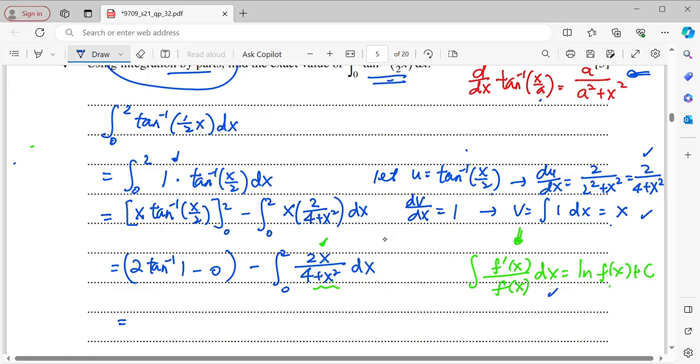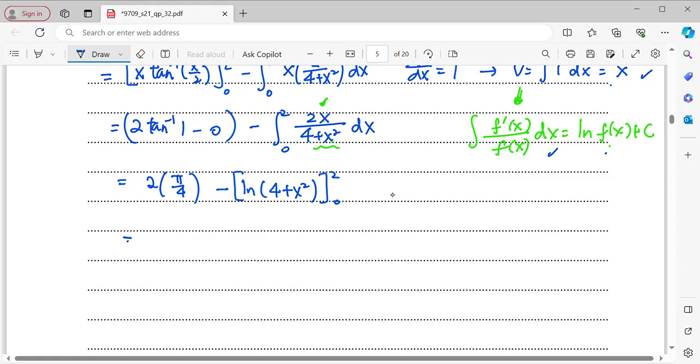So when we solve the 2 inverse tangent 1, the inverse tangent 1 will be pi over 4. Okay, and now for the integration, it will be ln of the denominator, together with the limits 0 to 2. Then when I simplify, this is going to be pi over 2 minus, replace the x by 2 first. So 4 plus 2 squared will be 8. Then minus, when x is replaced by 0, you'll be getting ln 4.